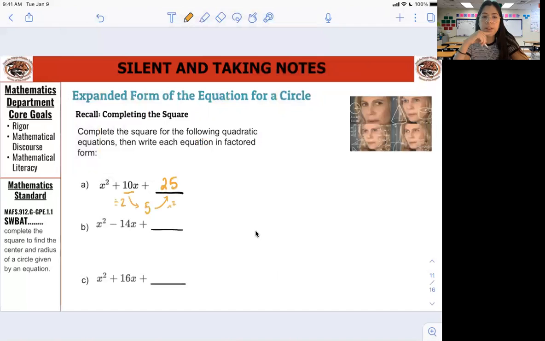Now go ahead, do the same thing for the other 2 problems. Take that number, divide it by 2, and then square it. Send it to me privately in the chat. Tell me what goes in that blank. Take a couple seconds.